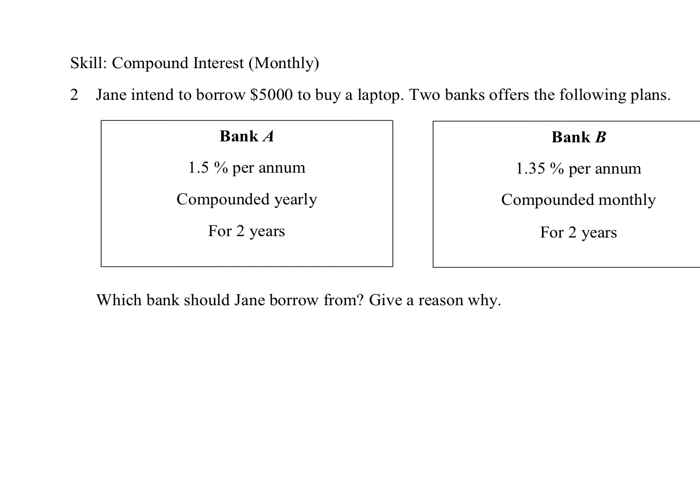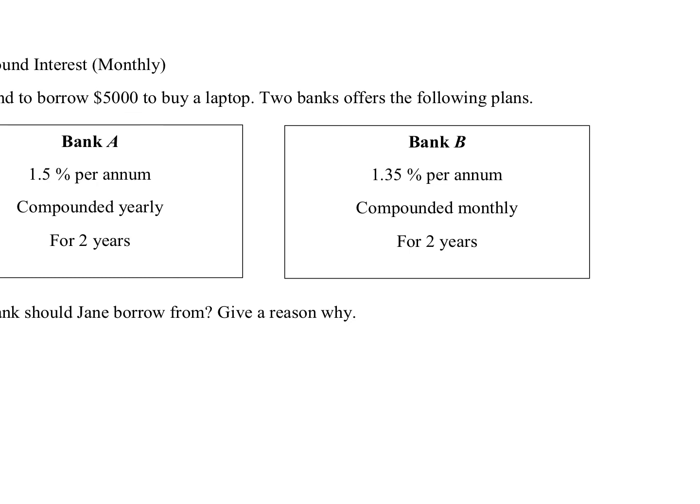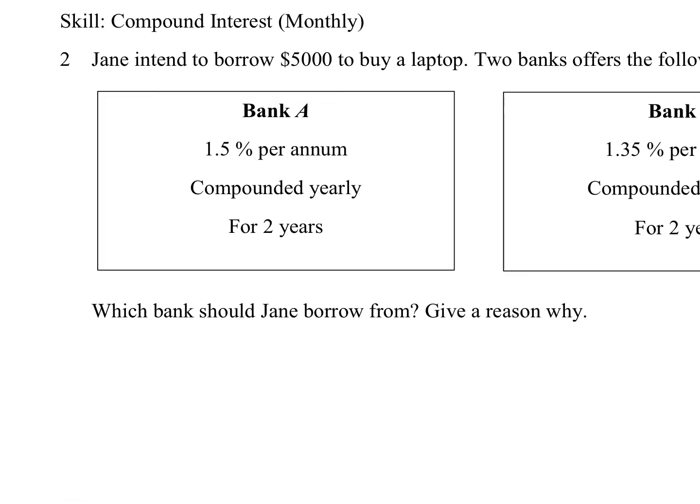The first bank, Bank A, offers me 1.5% per annum compounded yearly, and for 2 years. So in this case, I'm going to use my compound interest. Right, let's make the calculations. While Bank B gives me 1.35% per annum, which means per year, but it's compounded monthly, and it's for 2 years. So we need to do something to it in order to compound it monthly. Let's begin with Bank A first.